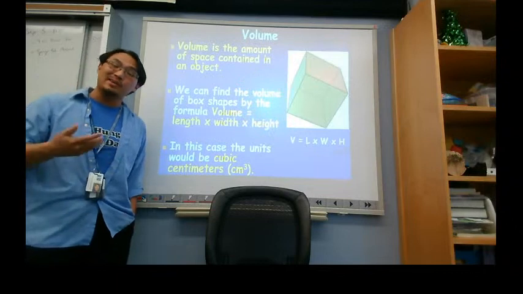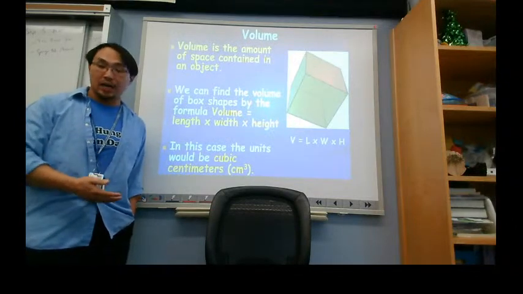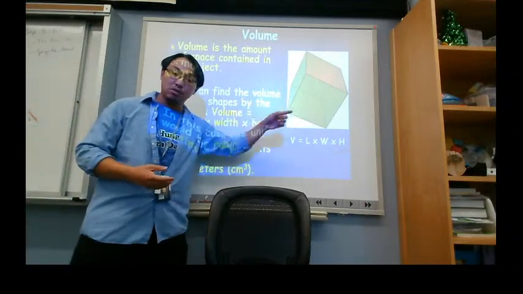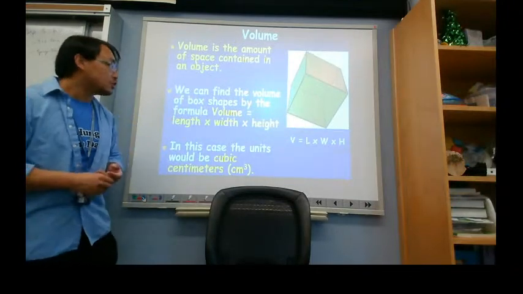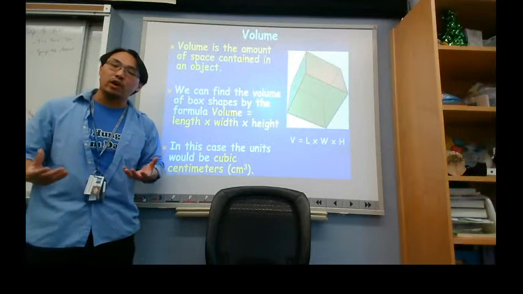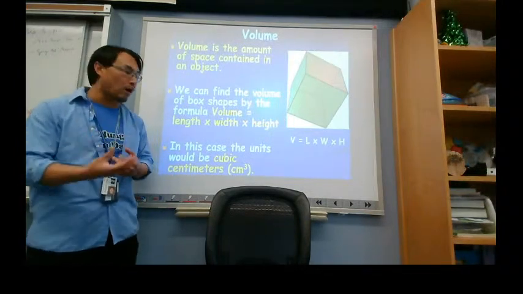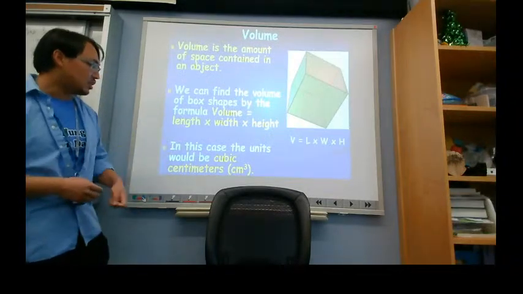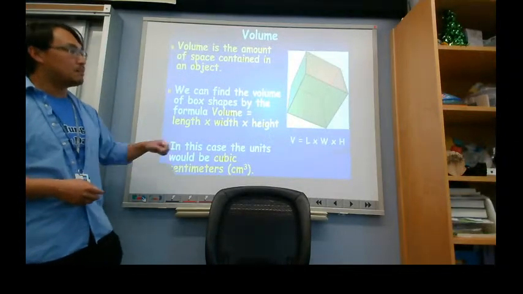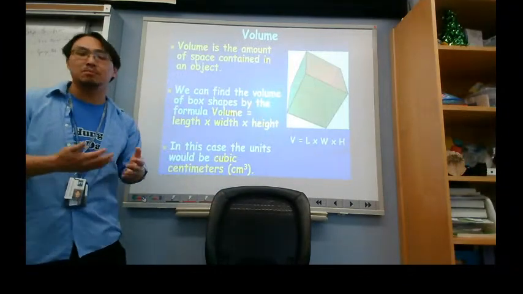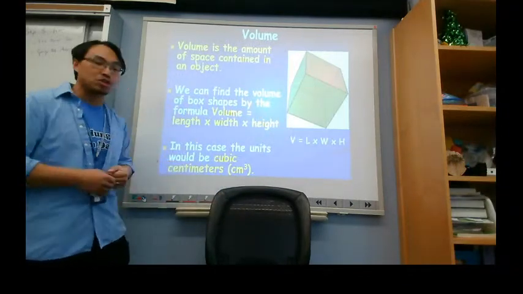However, that's not always going to be the case with irregular shapes and other shapes that don't follow this box shape, like a circle or a sphere. So there's definitely different equations that you can apply to volume, so you want to make sure that you're utilizing the correct equation. In this case, the units would be cubic centimeters, because if each one of these were centimeters on the sides, and you multiplied centimeter times centimeter times centimeter, you get centimeters cubed.